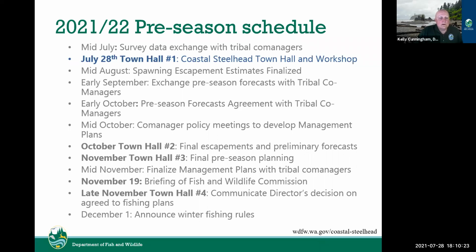After that happens, we're going to have our second town hall meeting where we'll be able to report back to you all with respect to the final escapement numbers and forecasts that we saw. And we'll be talking about the management framework. We're going to be talking about trends in abundance and environmental indicators, things like escapement estimates and forecasts. We're going to talk to you about what concerns we have in terms of either probable or possible conservation issues that we're worried about.